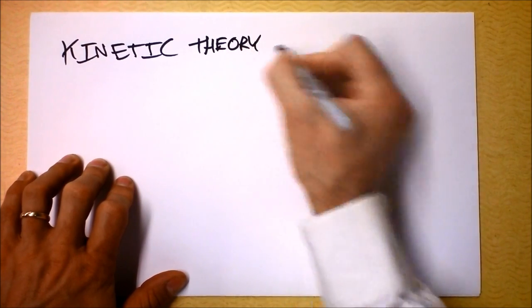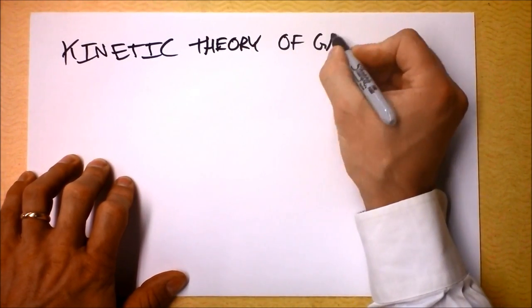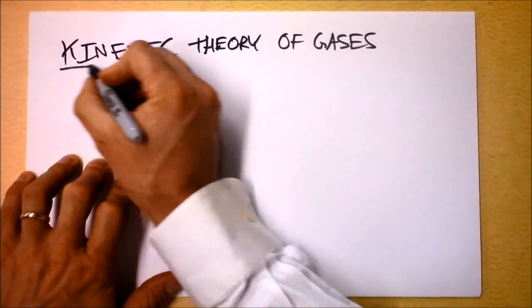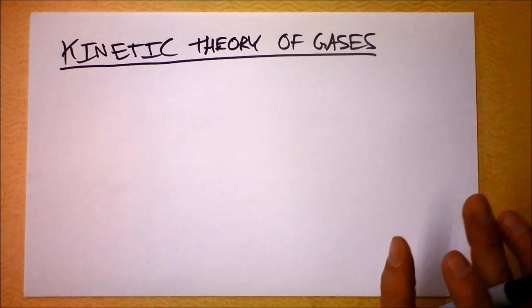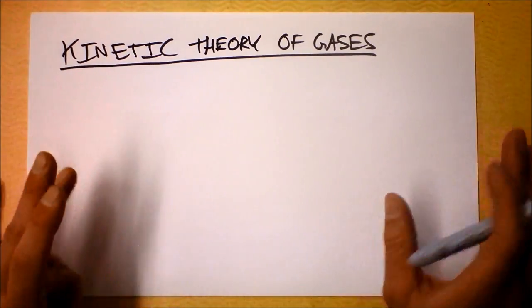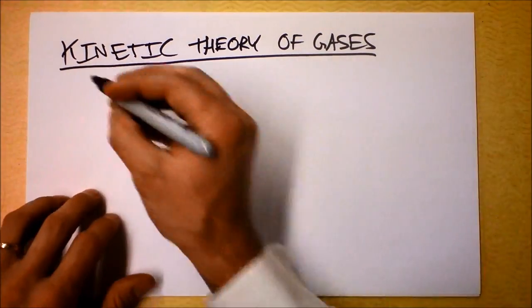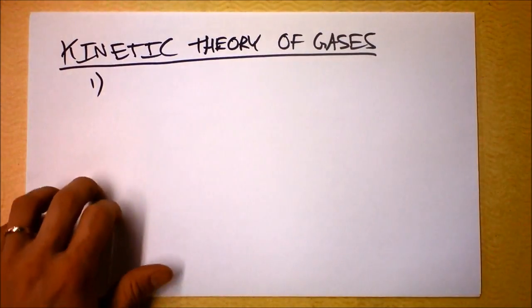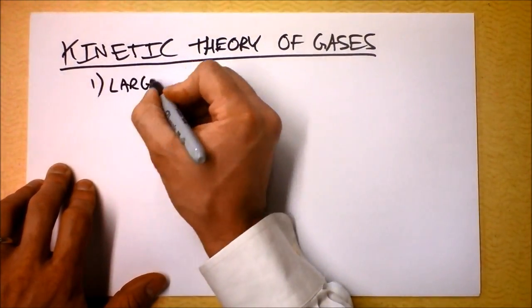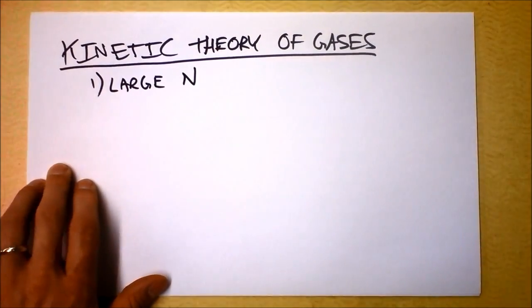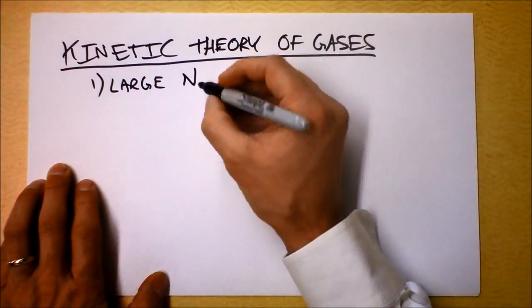And the idea is, kinetic theory of gases, it's really a beautiful derivation. It will take quite some time, and there are some assumptions that we have to start with. But let's start by making those assumptions. First assumption is that we have a large number of particles, and that they are all identical.